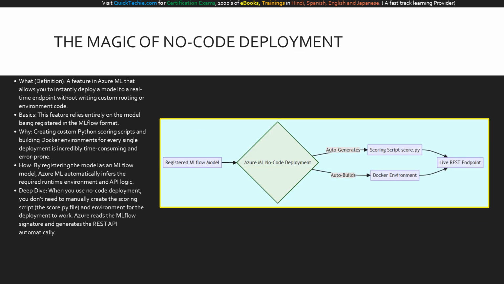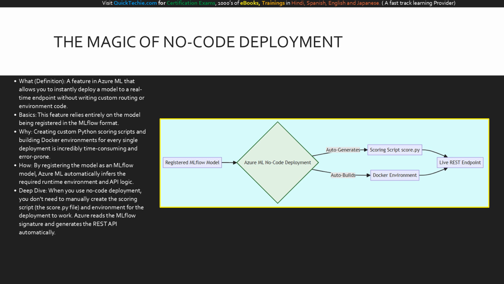Why do we care so much about the MLflow format? Because it unlocks one of the most powerful features in Azure Machine Learning, no-code deployment. Historically, deploying a model meant a software engineer had to manually write a Python scoring script to receive web requests, parse JSON data, load the model, and return predictions. They also had to manually build custom Docker containers. It was a massive bottleneck.